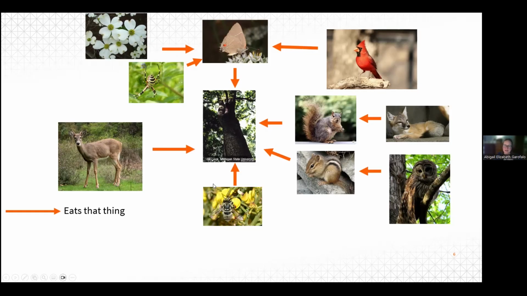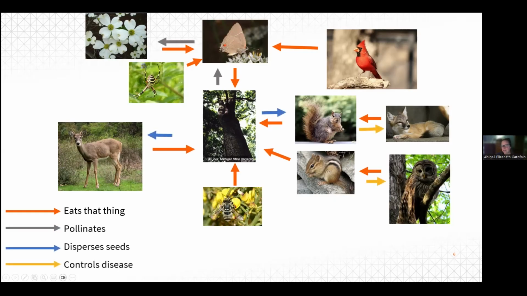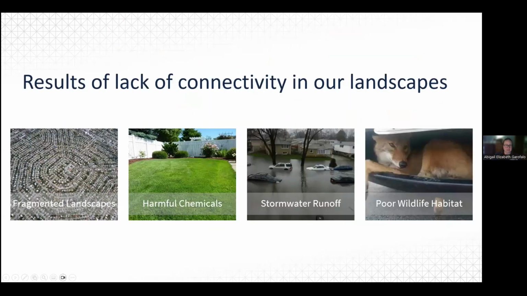But what is missing here is the other ways that these species are connected. They aren't just connected through eating other things, they're connected through pollination, through seed dispersal, through disease control or lack thereof, or disease vectors. There are all these different ways that the organisms in our ecosystem are connected. But we are seeing a lack of that connectivity in the landscapes these days.